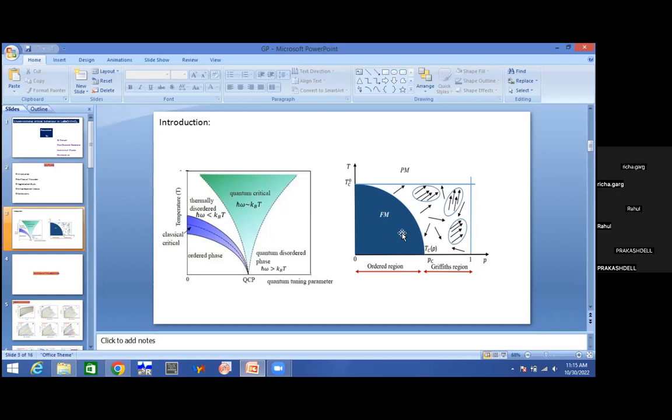Okay, so this is the order region and this is the Griffiths region. Griffiths region, as you say, consists of non-interacting clusters in a paramagnetic domain or matrix.